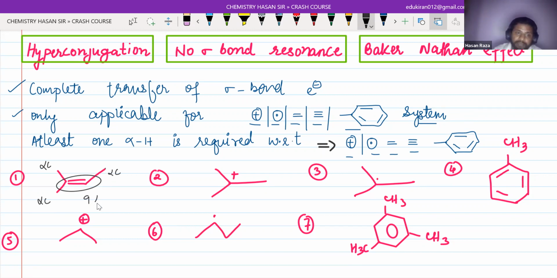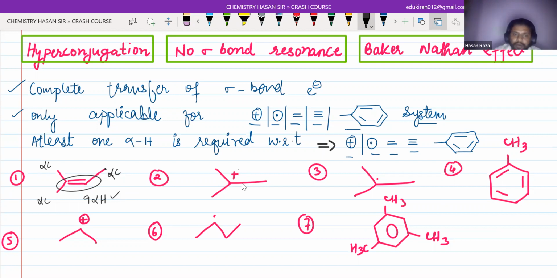So you can see this will have 9 alpha hydrogen, because you can see this carbon is making only one bond. So 3 more bonds that is satisfied by hydrogen. So each alpha carbon is having 3 alpha hydrogen. So total alpha hydrogen is 9 alpha hydrogen. Is that clear? The carbon which are directly attached with this system, carbocation, carbon free radical, alkene, alkyne, and phenyl.